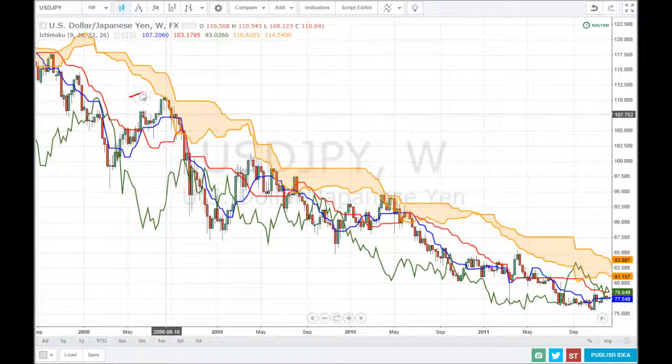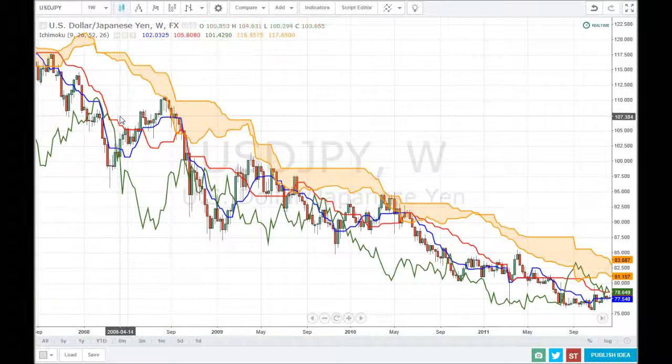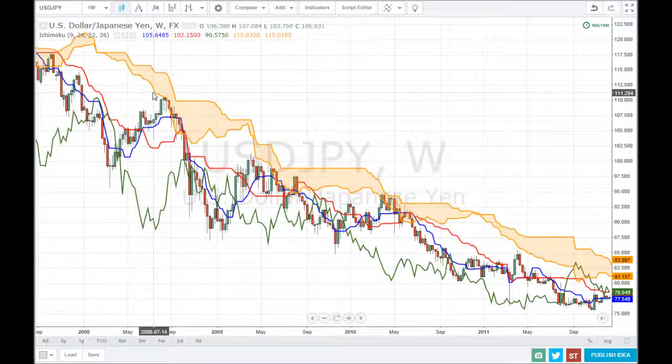Generally, this first yellow line or orange line is used as a first support or resistance area, and then the second line is used as a second support or resistance area. If price is downtrending, obviously this first line is first resistance, this second line is second resistance. If price is uptrending, obviously the lines act as support.